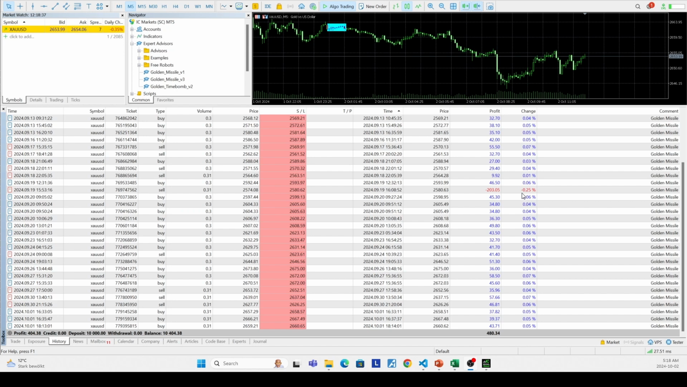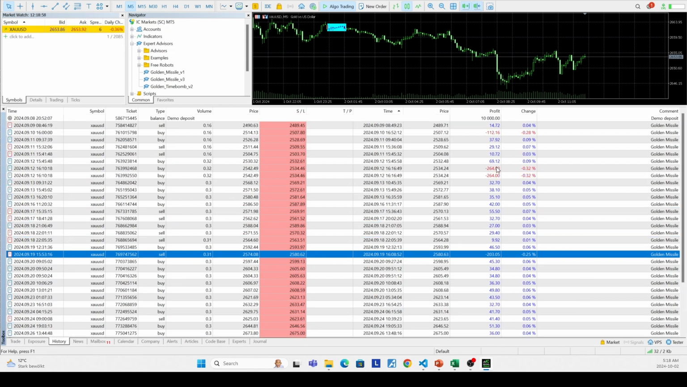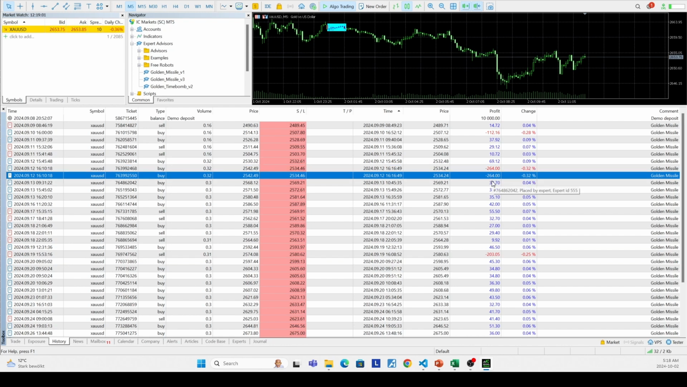You can see here in this terminal that this is just Missile running by itself, a good example of most high win rate systems. You have very, very long strings of winners and then a loss. We're currently on a hot streak, which is always nice. But up here you can see we had loss, loss, and then a very long streak of winners.